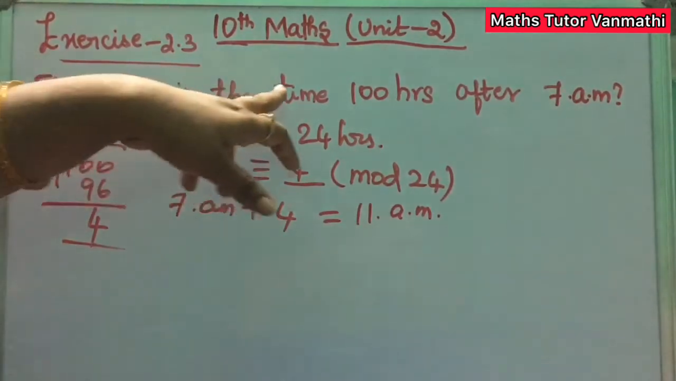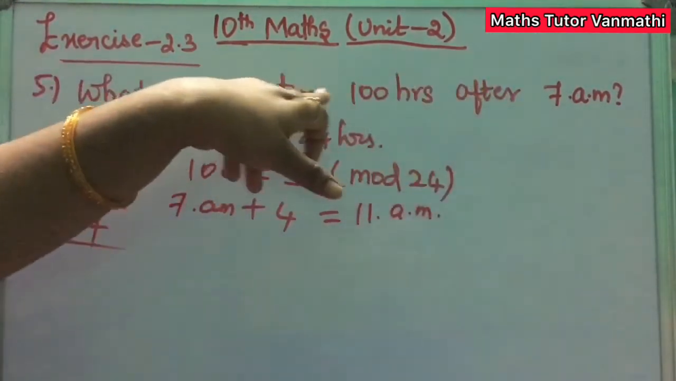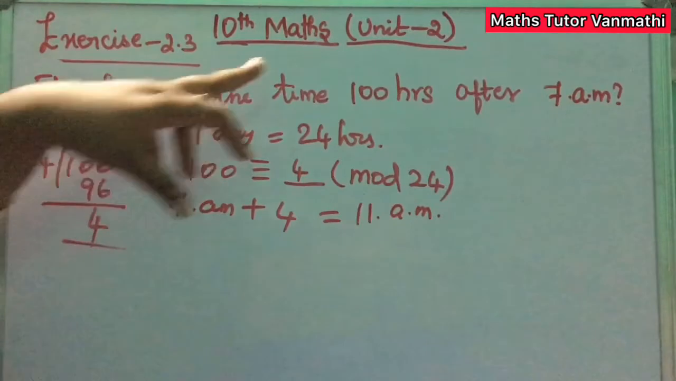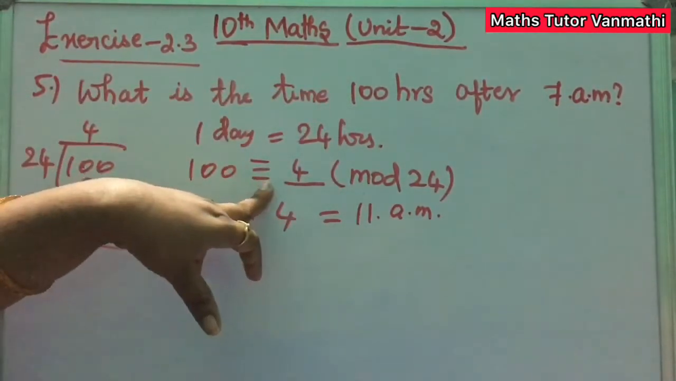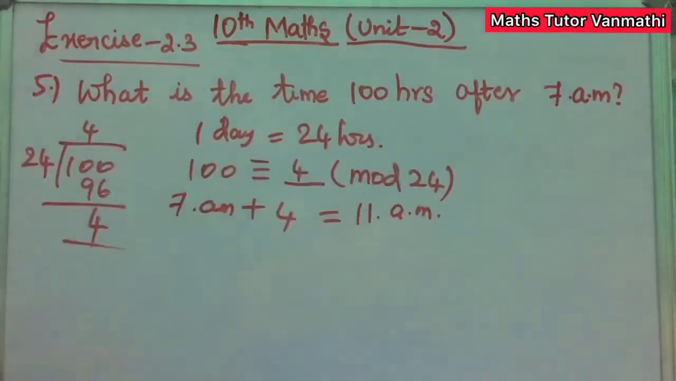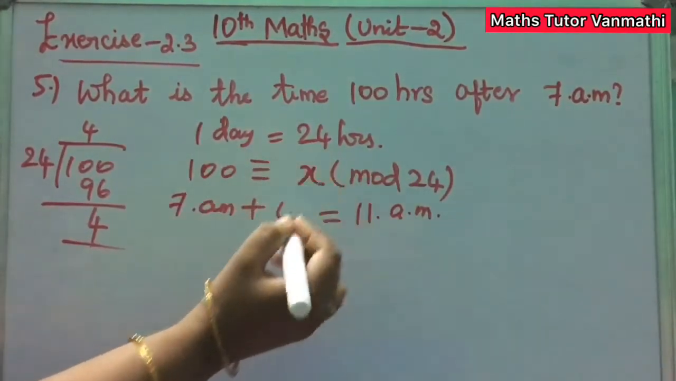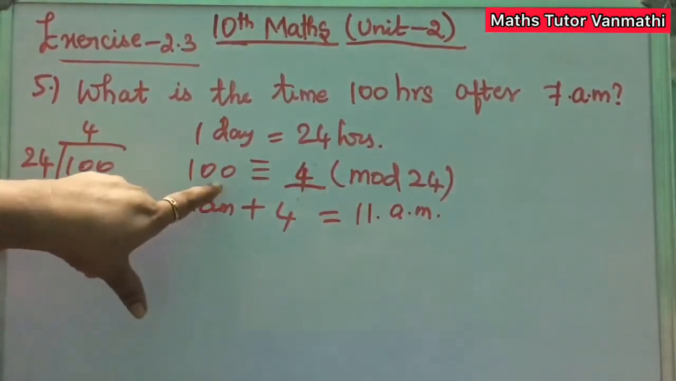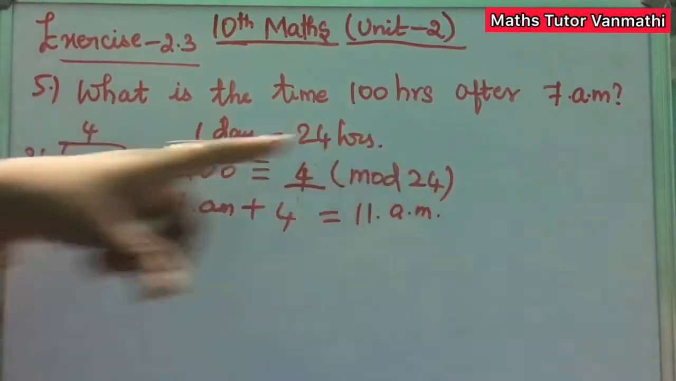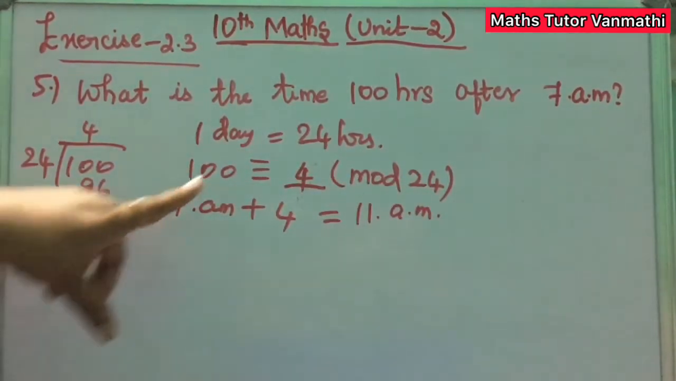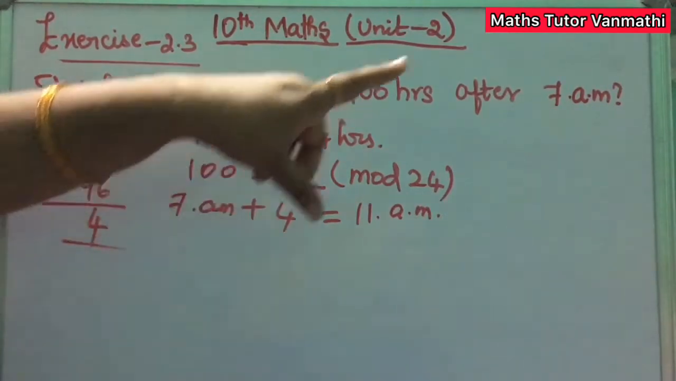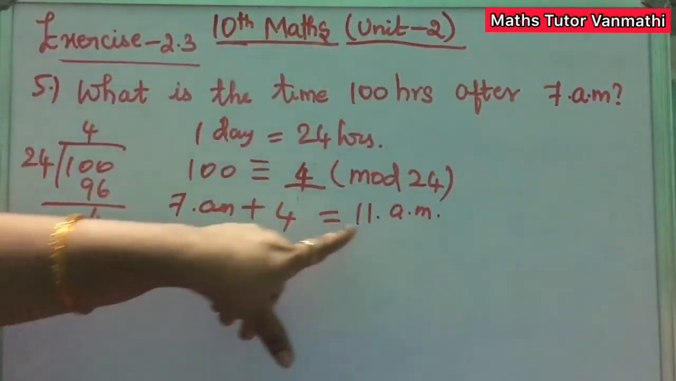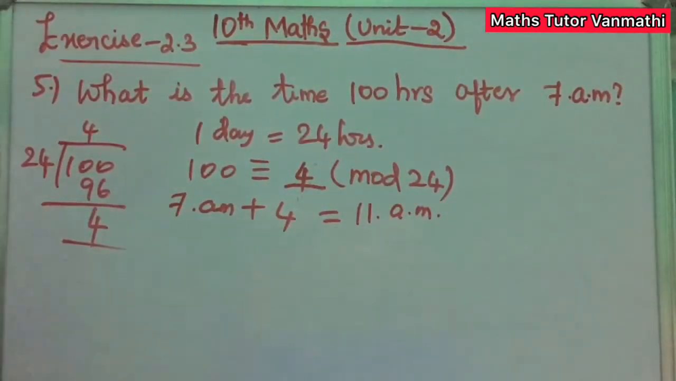Again I'll repeat. We are going to find the time 100 hours after 7 a.m. One day has 24 hours. Okay, this can be written in the format 100 is congruent to dash mod 24, or else you can take it as x mod 24, and from this you can find this x value. Now this means 100 is divided by this mod value. On dividing, you will get your remainder as 4. So this is your remainder value. 7 a.m. plus 4, that is your remainder plus the given time, equal to 11 a.m. Clear?